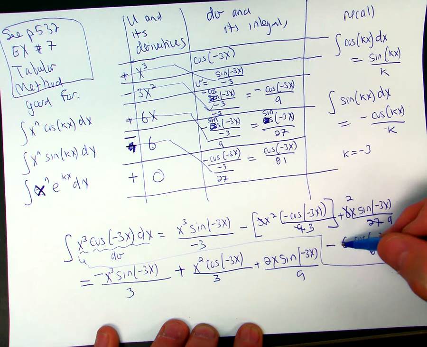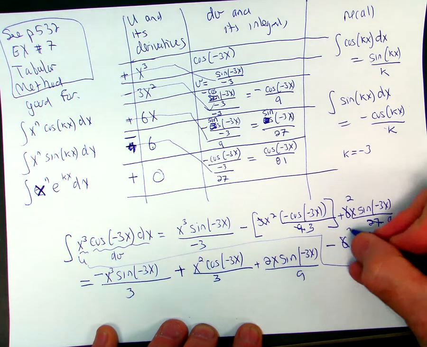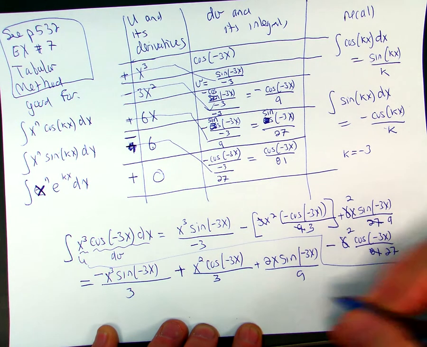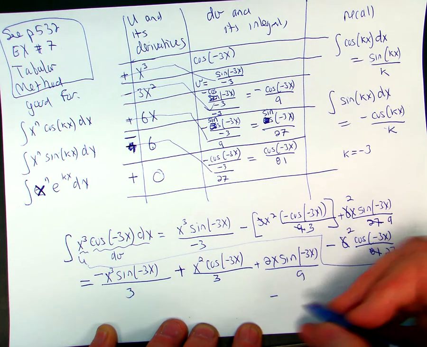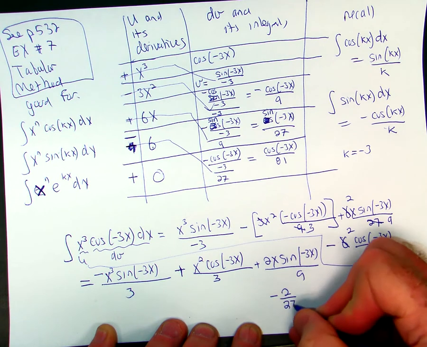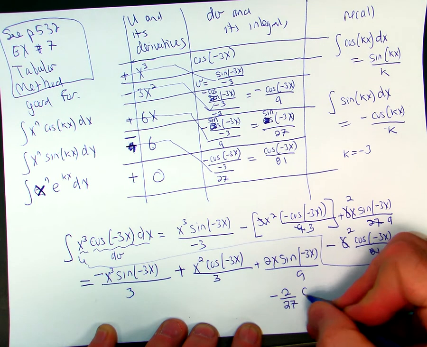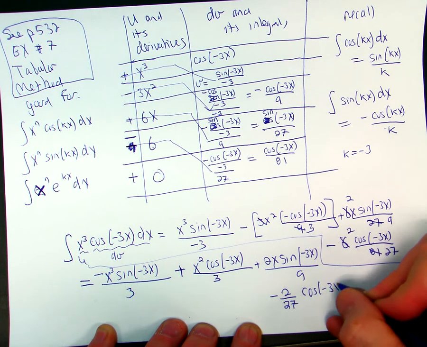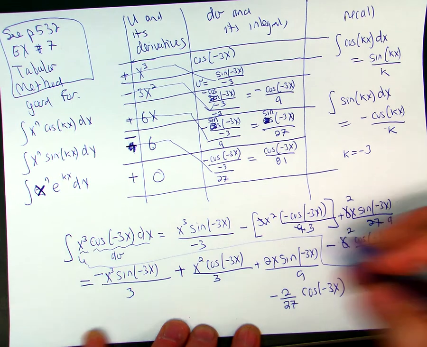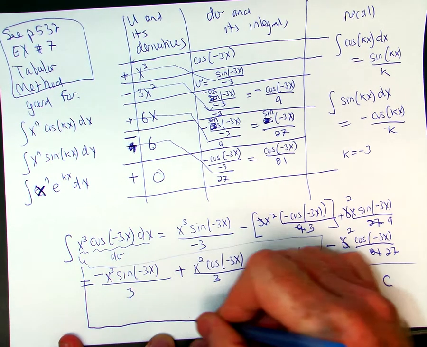And this last one, minus 6. 3 goes into here twice. 3 goes into here, 27. So I get minus 2 over 27 cos minus 3x. And let's not forget the c. So here is my answer.